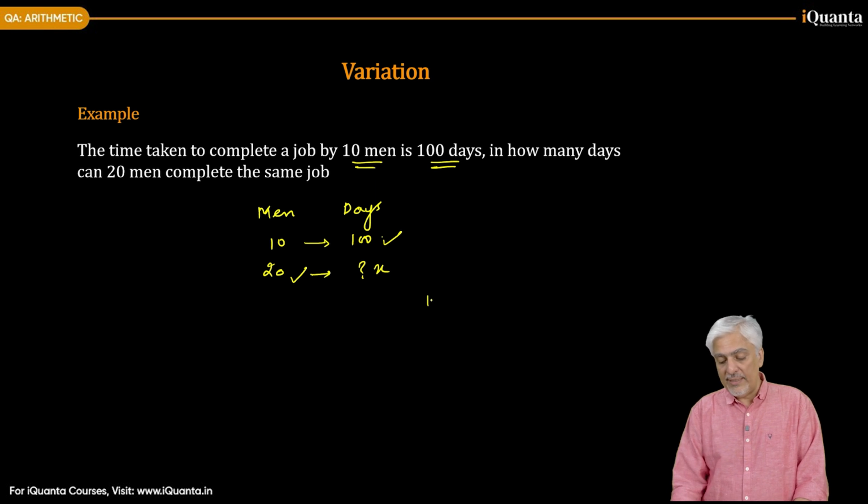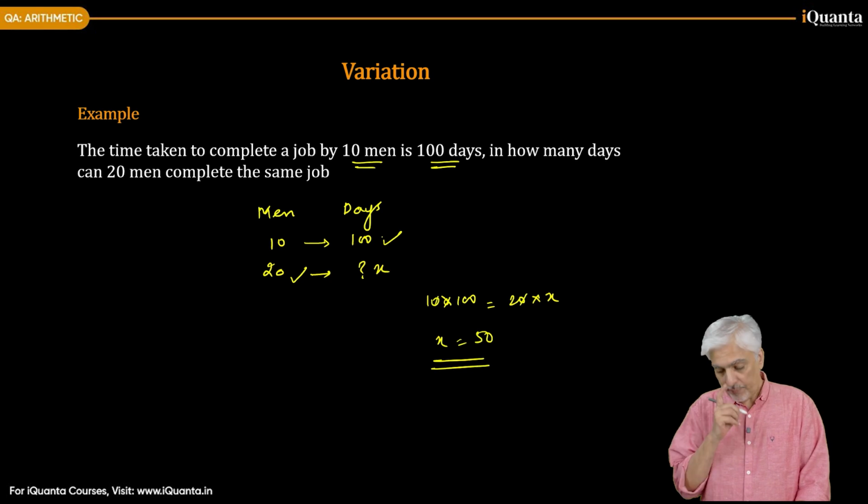So one method will be 10 into 100 is equal to 20 into x. So the 0 will cut out, 100 divided by 2 will become 50. So x will become 50.